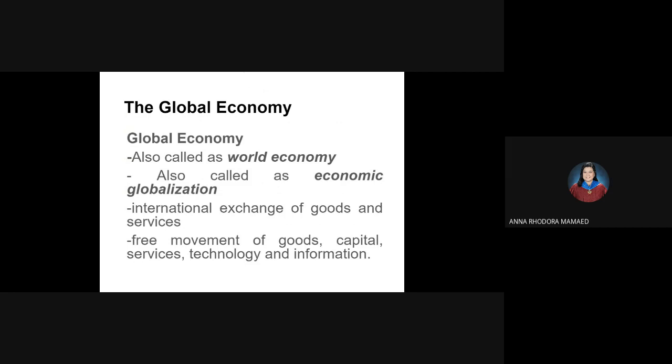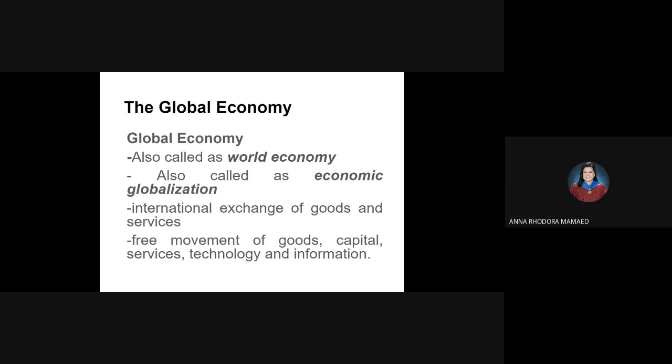When people say we live in the global economy, they are talking about the interdependence of nations. Interdependence means interconnection or interconnectedness. This is what we call the global economy. It is also called the world economy or economic globalization, when we have the international exchange of goods and services, and the free movement of goods, capital, services, technology, and information.